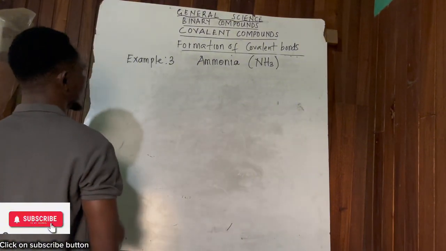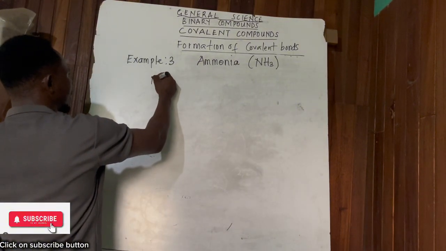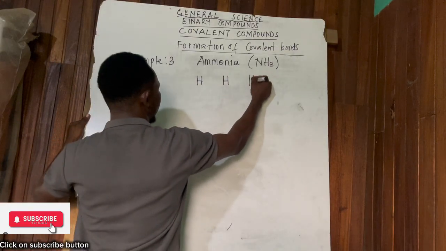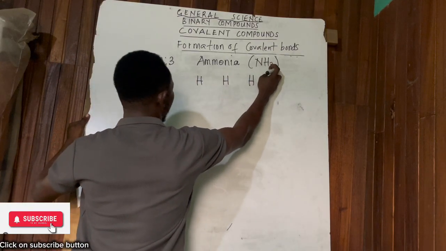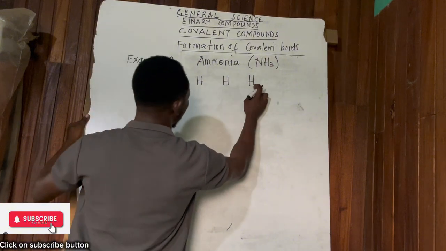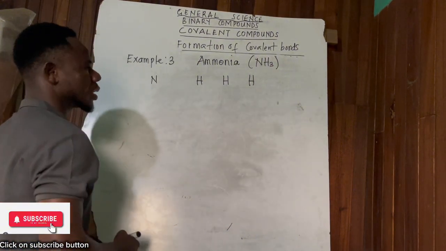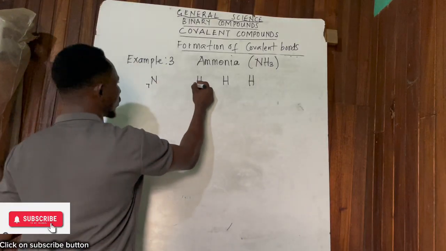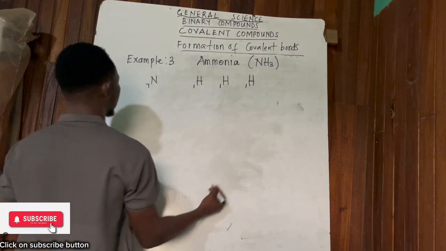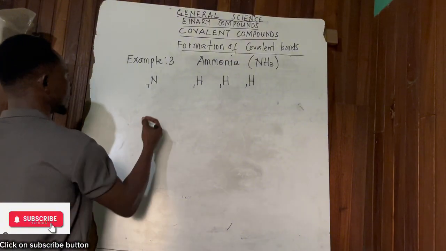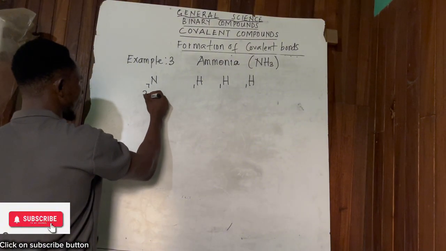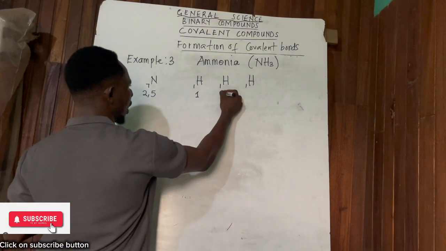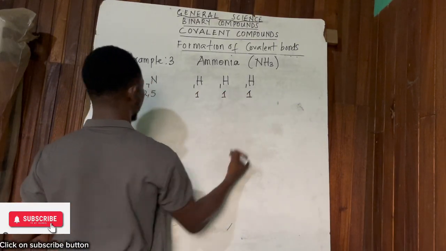NH3. Now, there is nitrogen, there is hydrogen, there is another hydrogen, and another hydrogen: nitrogen and 3 hydrogens here. Nitrogen on the periodic table has atomic number what? 7. So 7, hydrogen 1, hydrogen 1, hydrogen 1. Now let's write the electronic configuration for this. I have 2 and 5. I have 1, I have 1, then 1.